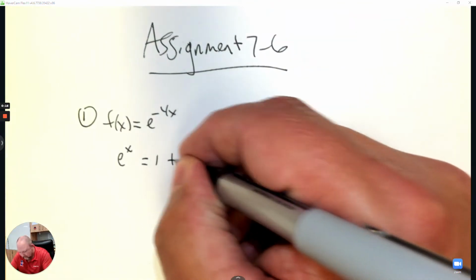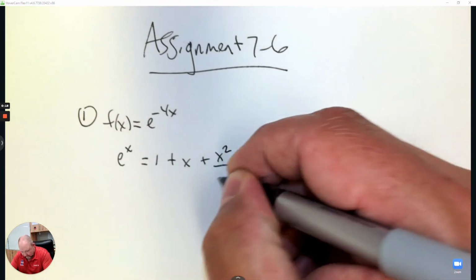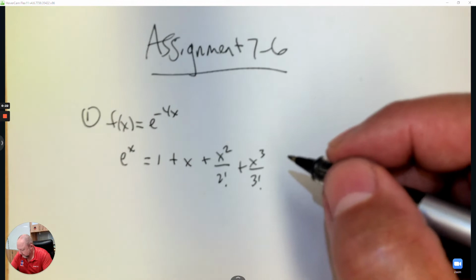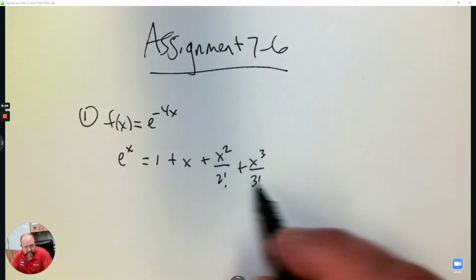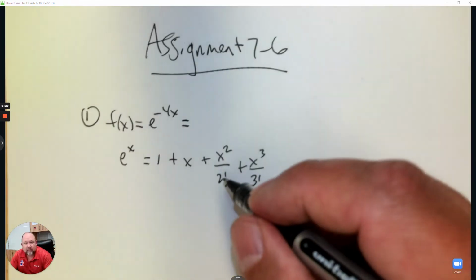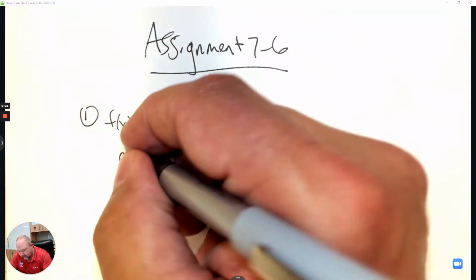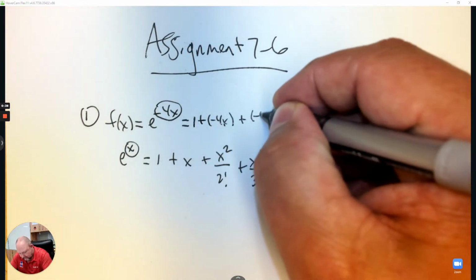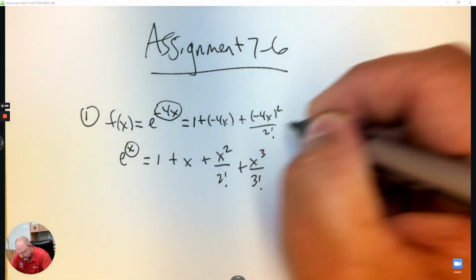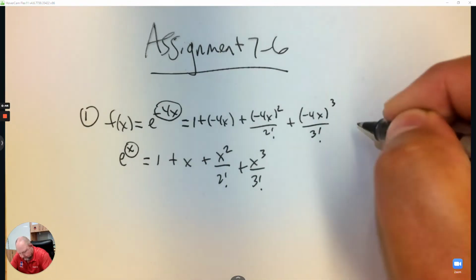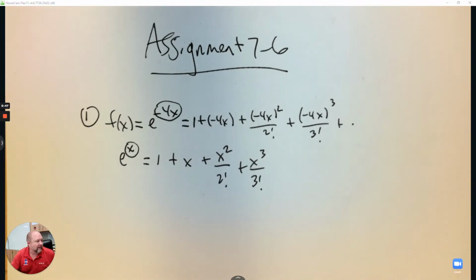So that's 1 plus x plus x squared, and so on. So show 4 terms. So I got 4 terms. And then instead of x, we have negative 4x. So it's going to be 1 plus negative 4x, and then negative 4x squared, and then negative 4x cubed. So those are the terms.